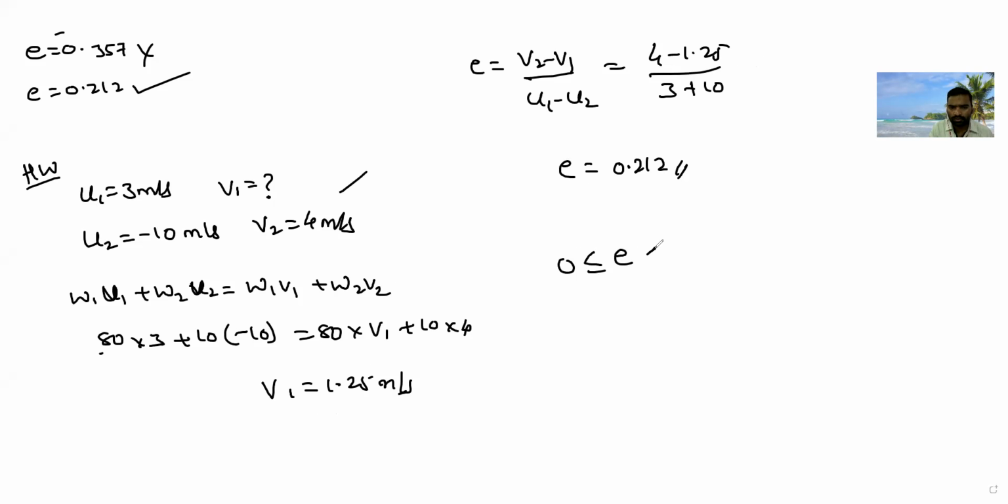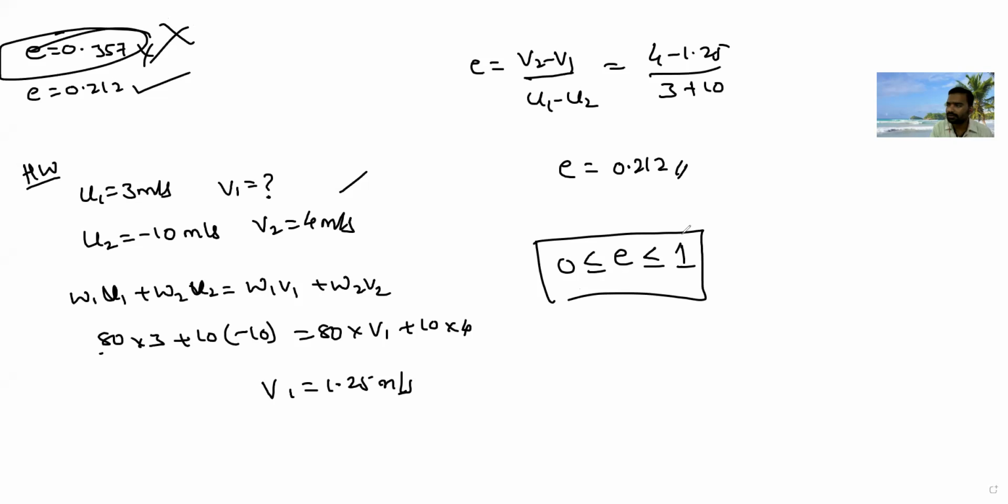0 is less than or equal to E is less than or equal to 1, correct? This is the range, so is it minus? No, this answer is wrong. Have you got this one? Clear? Minus, which minus? U1, U2 you have taken positive, right? Does V1 come minus for this? Okay, so this is the procedure. You can check it. Afterwards we have done one more, the golf ball.